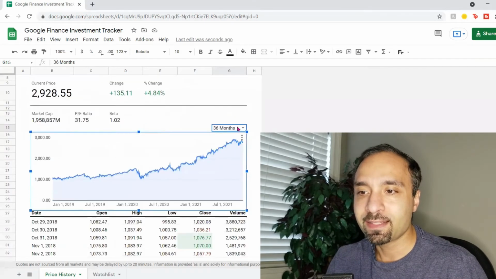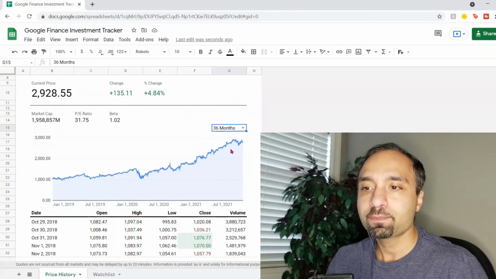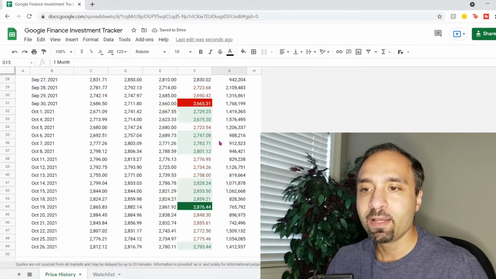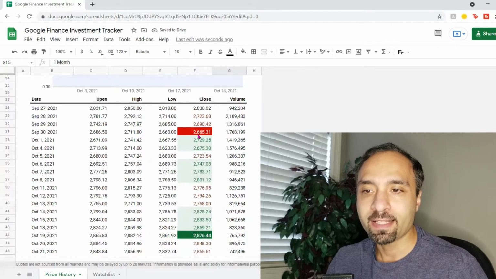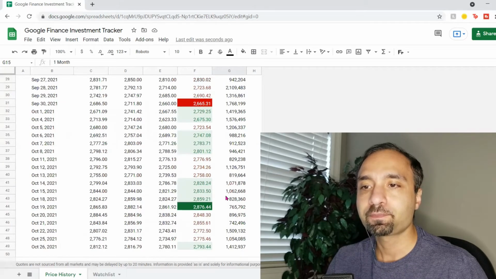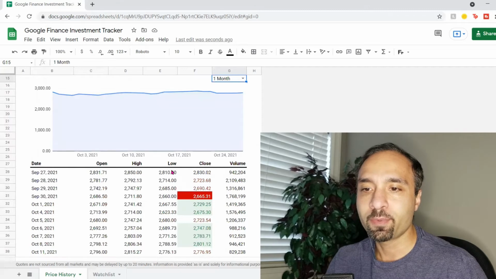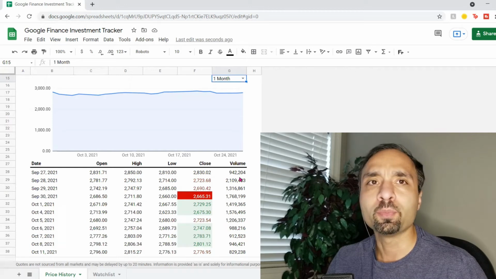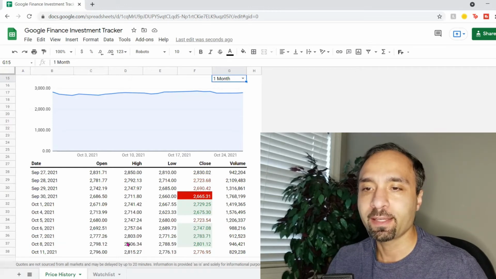If you look at, let's say, the past 1 month, just to see how that changes for us, a similar story, but you're going to see how the lowest price in the past 1 month was $2,665.31. The highest price was $2,876.44. And you also notice here what was the lowest price for that trading day, the highest price for that trading day, what was the opening price for the stock on that day, and what was the volume, how many shares actually got traded during that day.